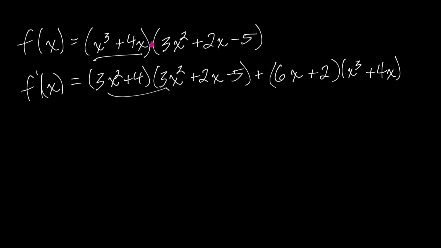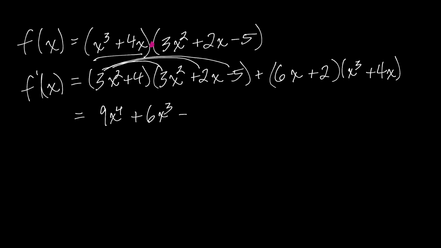So then I would be stuck with distributing 3x squared on these terms over here. But I don't have to. Well, I'll do that right now. What is 3x squared times 3x squared? That would give me 9x to the 4th. What is 3x squared times 2x? That would give me 6x cubed. What is 3x squared times minus 5? That's minus 15x squared.